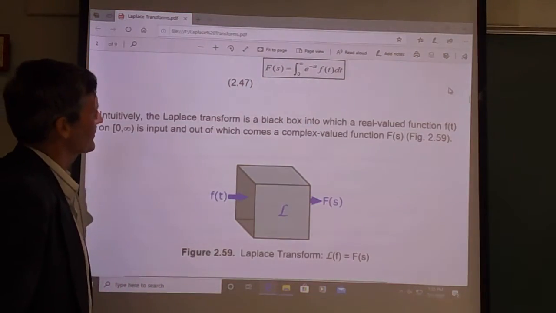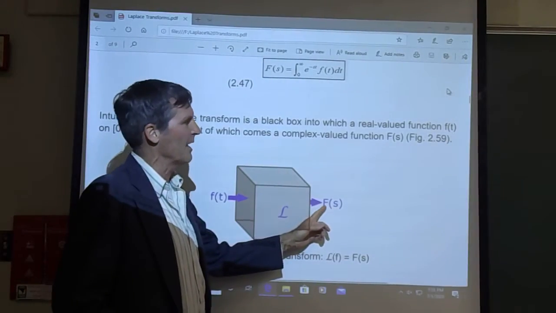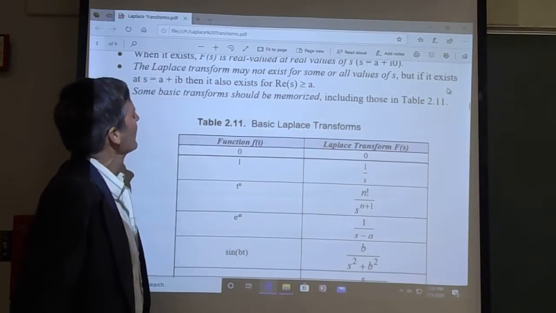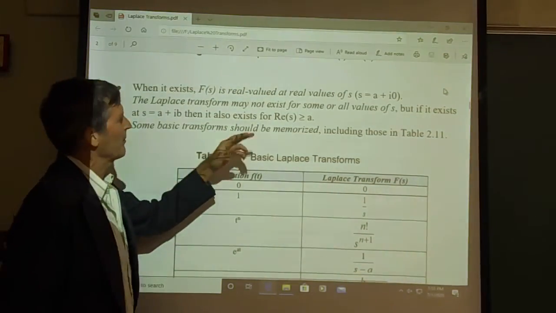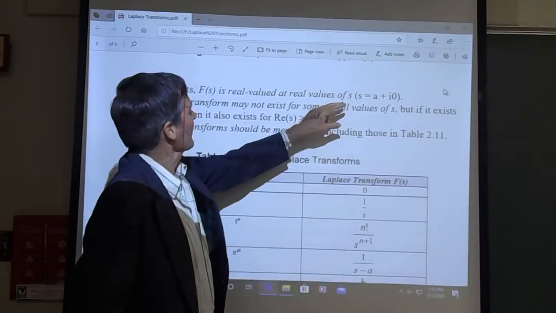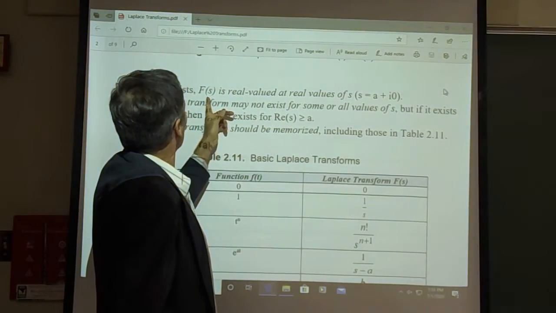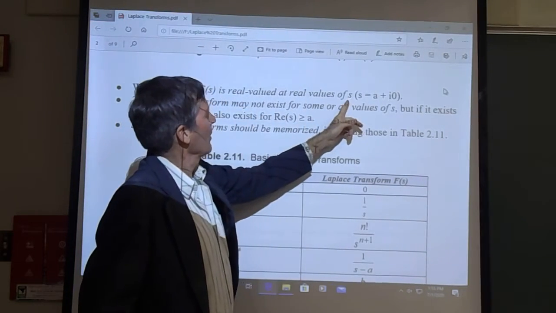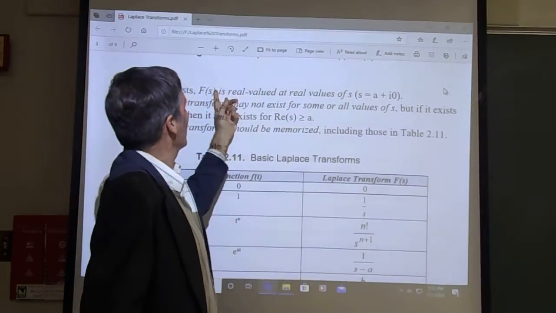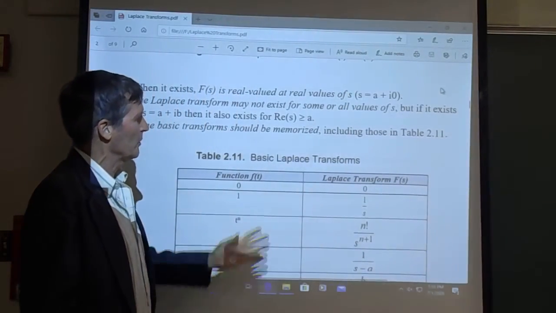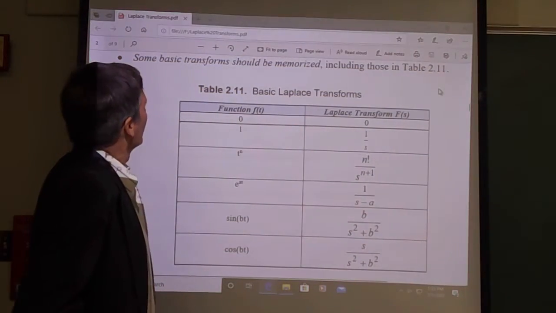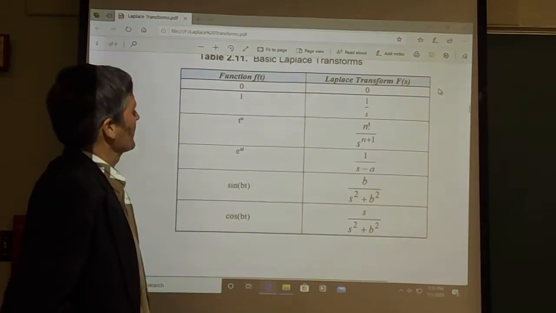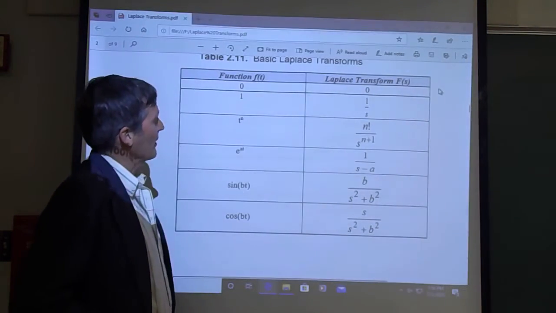Turns out that actually s is a complex variable and f is a complex valued function. We aren't going to worry so much about that in here, because that's for advanced mathematics. If you take a real value of s, then the Laplace transform F of s is real valued, and so we'll only worry about the real values. Here's some basic Laplace transforms that are to be memorized that come out of this formula.